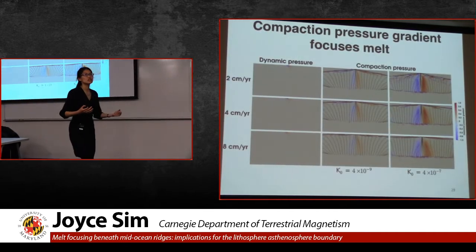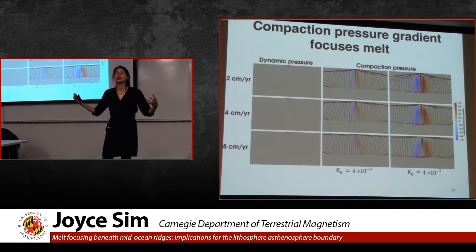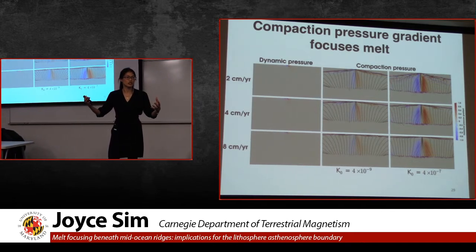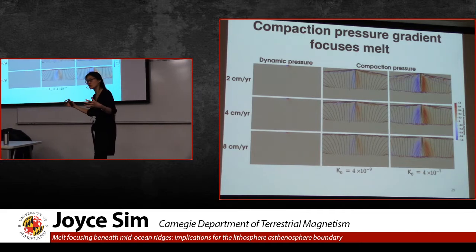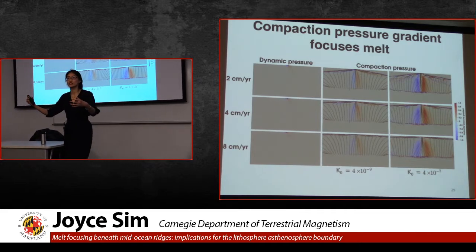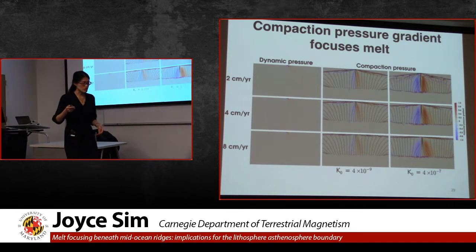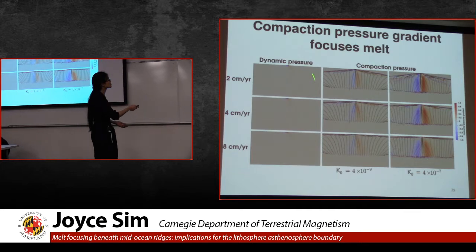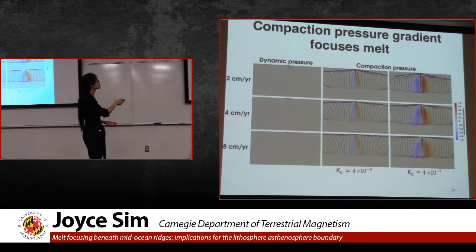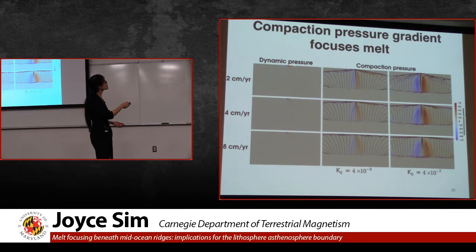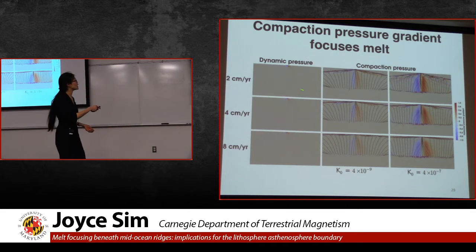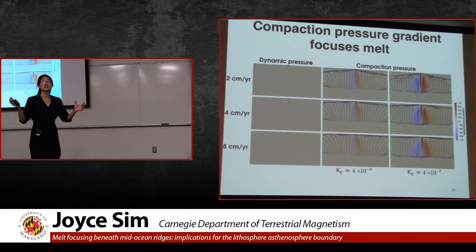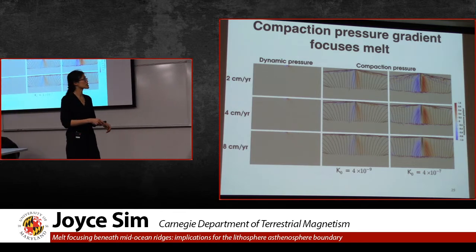So melt focusing really depends on pressure gradients, because melt moves because of pressure gradients. And focusing can only occur because of horizontal pressure gradients. When I was talking about ridge suction, that's because of dynamic pressure. So I plotted here on the left the dynamic pressure, and you can see that it's pretty small regardless of spreading rate. It's there, but it acts only within a few kilometers of the ridge axis.